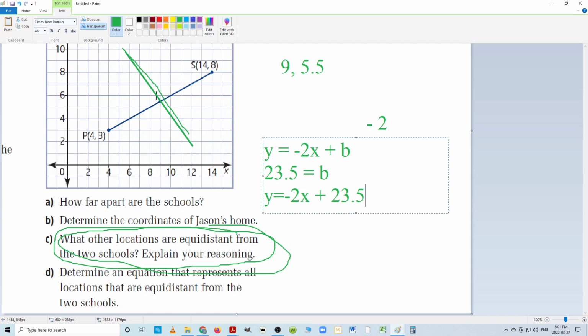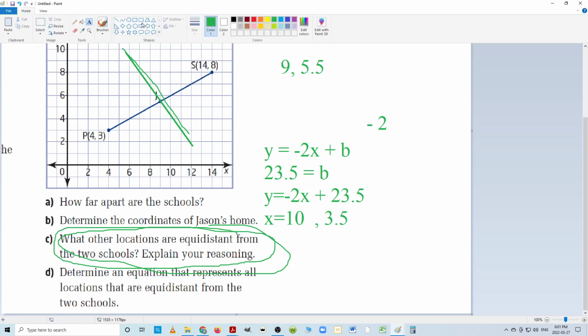For instance, if I pick something that's visible, let's pick 10. If I choose x is equal to 10, then negative 2 times 10 is negative 20, plus 23.5 becomes 3.5. So I can see that 10 comma 3.5 will also be equidistant from the schools, which is right about, so I drew my green line wrong, it's right about there. And that square there will be the same distance to either school, even though my drawing's kind of wonky.